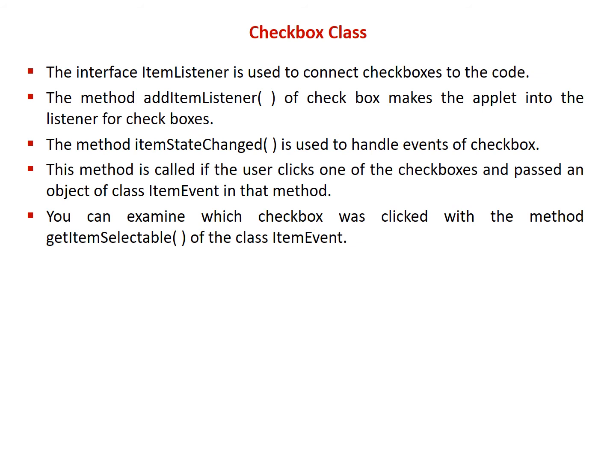The interface ItemListener is used to connect checkboxes to the code. The method addItemListener of the checkbox makes the applet into the listener for checkboxes. The method itemStateChanged is used to handle events of the checkbox. This method is called if the user clicks one of the checkboxes and is passed an object of class ItemEvent. In that method, you can examine which checkbox was clicked with the method getItemSelectable of the class ItemEvent.